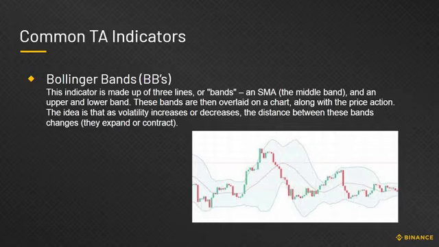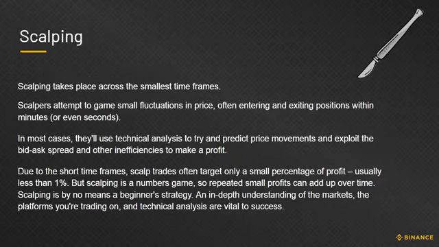So we have the Bollinger Bands. This indicator is made up of three lines or bands: an SMA as the middle band, the upper band, and the lower band. These bands are then overlaid on a chart with the price action. The idea is that as volatility increases or decreases, the distance between these bands changes. So we can use these Bollinger Bands to predict price movements. So let's look at scalping.